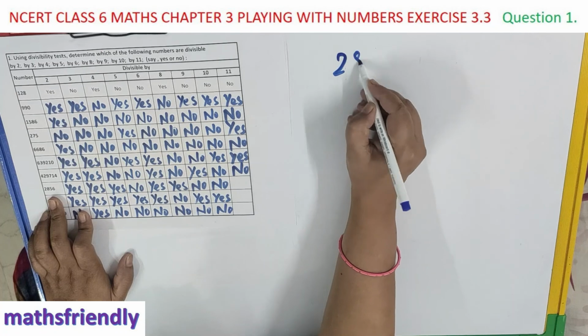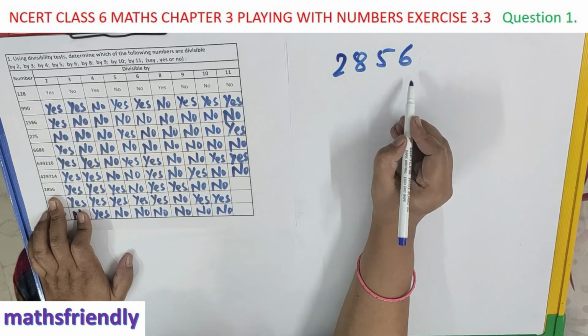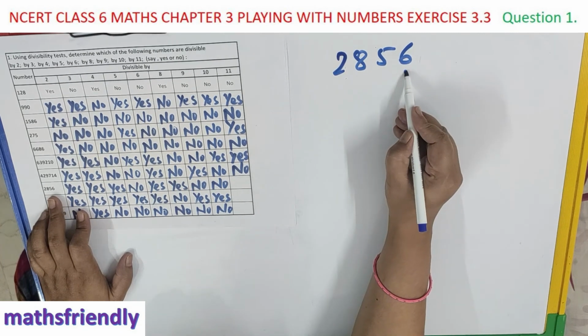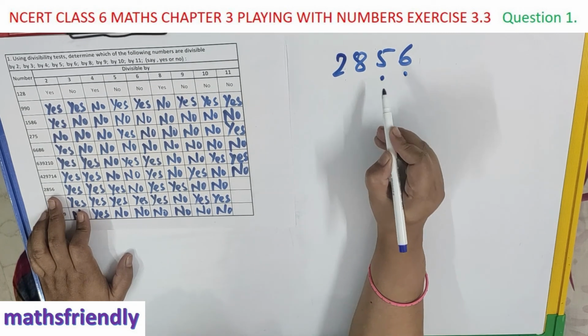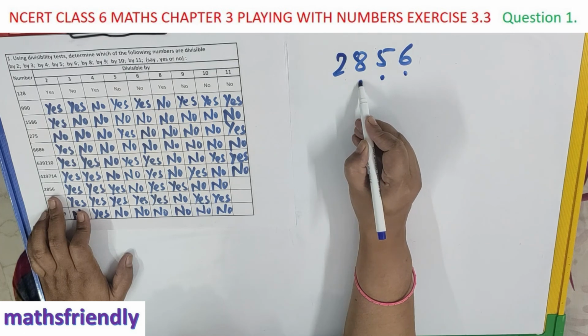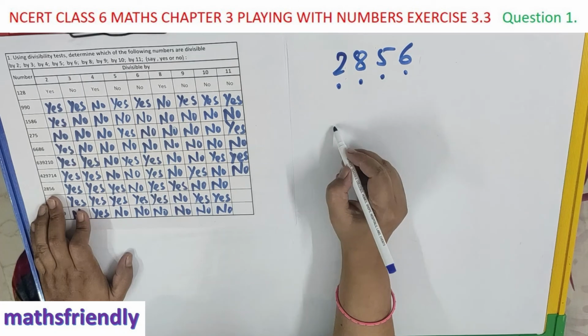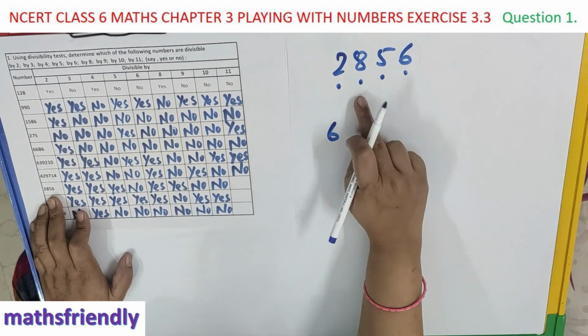Now what is the next number? It is 2856. The digits at odd places, from the right we have to take always. 1 is the odd place, 2 is the even place, third, at third place the digit is 8 and at fourth place the digit is 2. So the digits at odd places are 6 and 8.